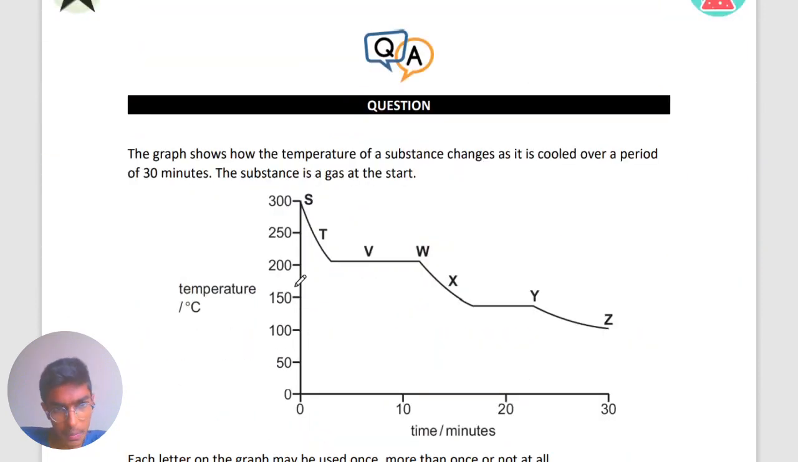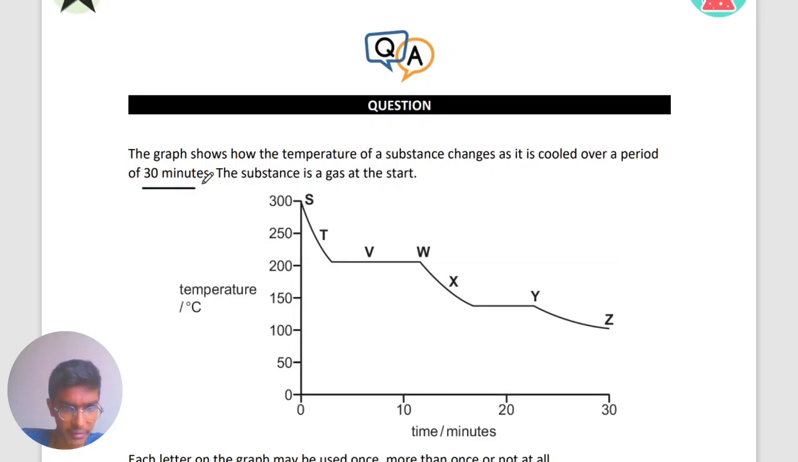Here we have a question now. The graph shows how the temperature of a substance changes as it is cooled over a period of 30 minutes. The substance is a gas at the start. So at the start right here, at S, it is a gas, of course. It tells us each letter on the graph may be used once, more than once, or not at all.